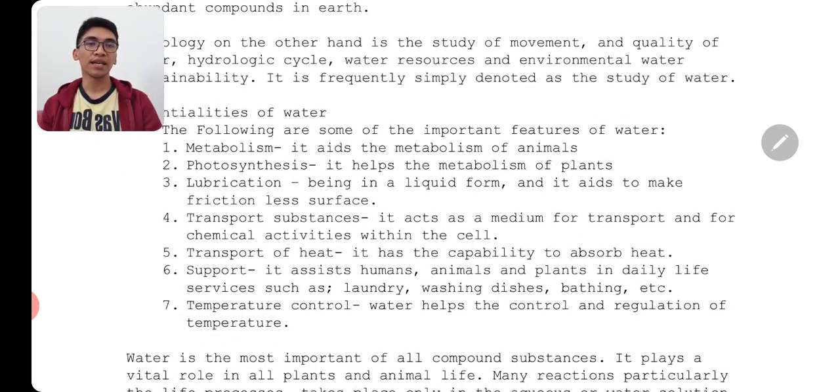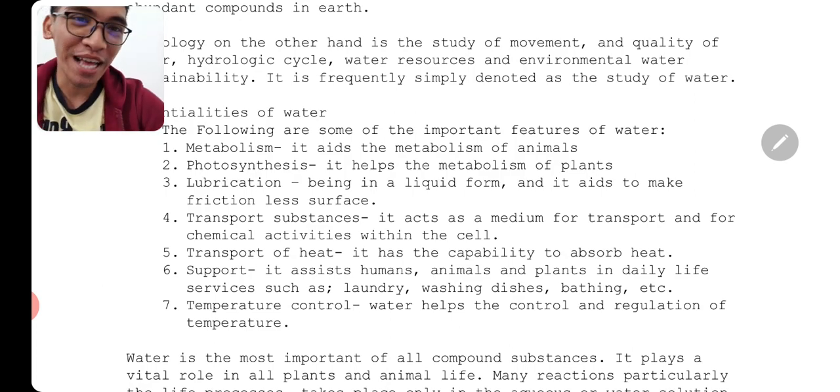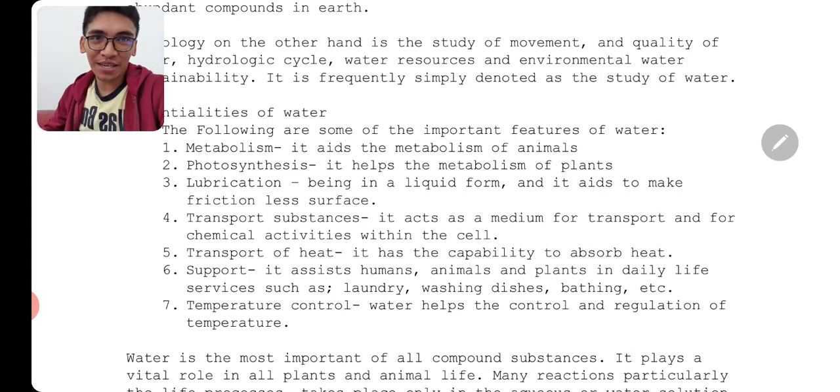Number 4 thing to consider is transport substance. So in water, it's a transport substance. If you are an illegal logger, you know what I mean. Kapag ikaw ay puputol ng puno tapos illegal doon sa taas ng bundok, saan magpapadaan? Of course, sa river. It's a transport substance. It acts as a medium for transport for chemical activities within the cell.